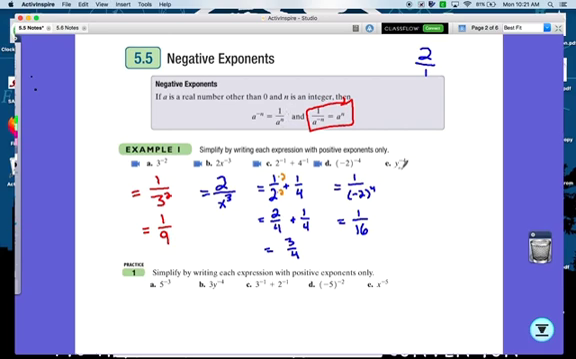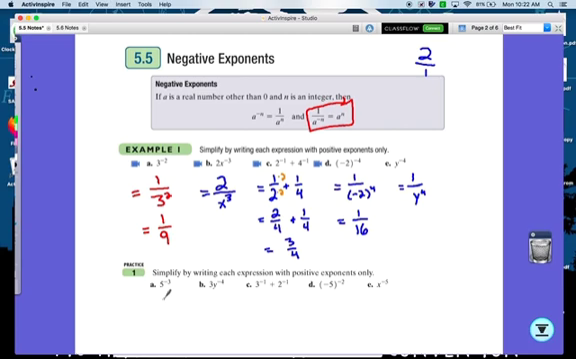All right, and then finally for E, y to the negative 4th will turn into 1 over y to the 4th. Okay, we need to put a 1 on top because a fraction with nothing up top just doesn't exist. All right, those are negative exponents. All right, try the practice.